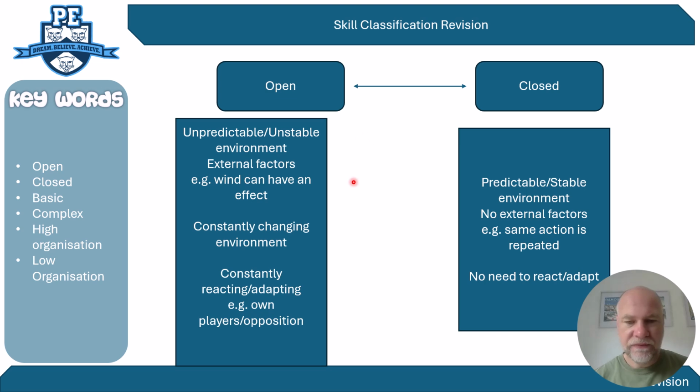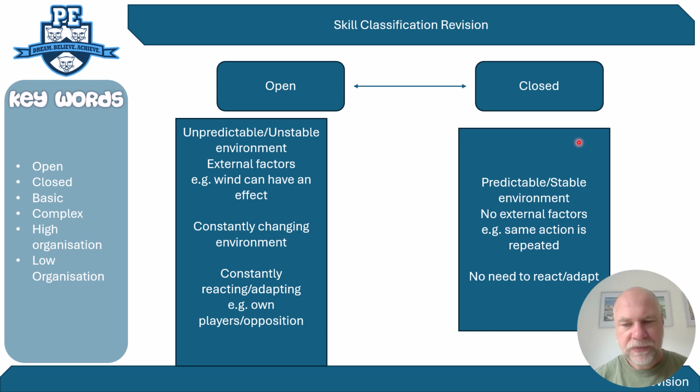In an open skill, the environment is constantly changing, so players will always need to react and adapt their performance to the environment that is changing for them. An example would be reacting to where your players are on the pitch and where your opposition players are. Again, these tend to be team sports. There are some exceptions of individual sports, but generally you're looking at a team sport scenario.